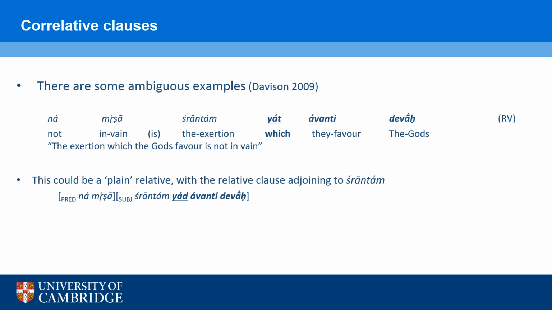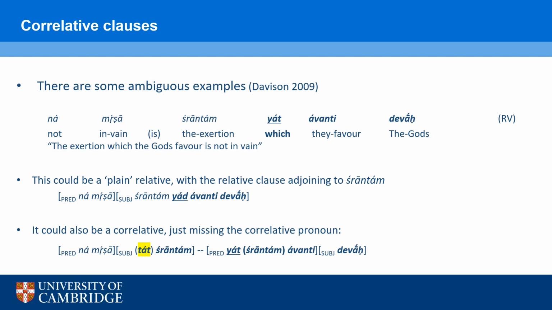And that's actually quite relevant here, because a feature of these ancient Indo-European languages is that often words can be omitted. So it is entirely possible from a structural point of view that this sentence is in fact a correlative, just missing the correlative pronoun. If we put it back in, and repeat shrantam for clarity, we get this. Na mrsha tat shrantam, that exertion is not in vain.